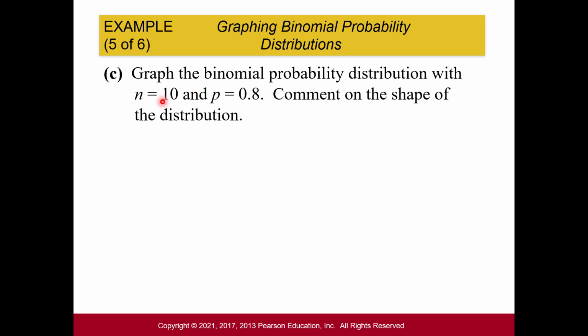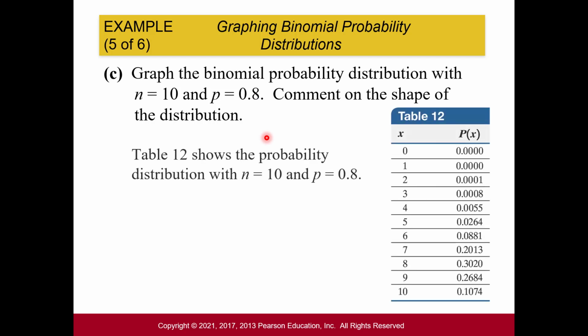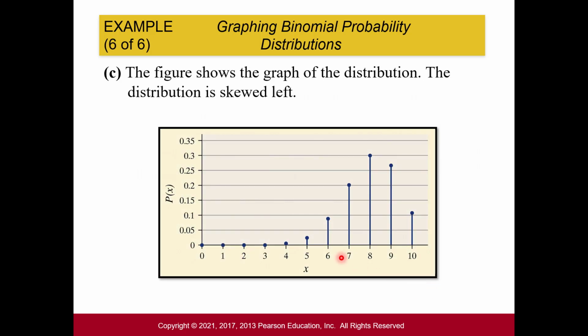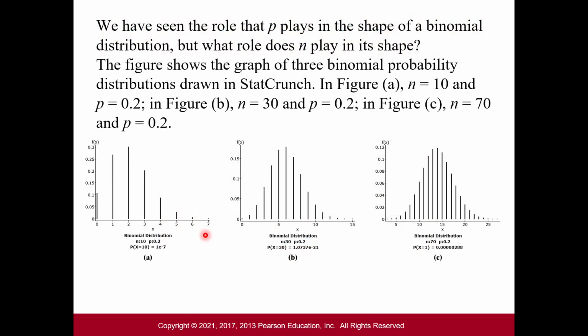And now one more. N is 10, probability is 80% or 0.8, and using any means we prefer to get our distribution table here. Then our graph looks like the following, and notice this is skewed left because the tail of the data here, their probability, is longer toward the left. And so we've seen the role that the probability P plays in the shape of a binomial distribution, but what role does N, the number of trials, play in its shape?